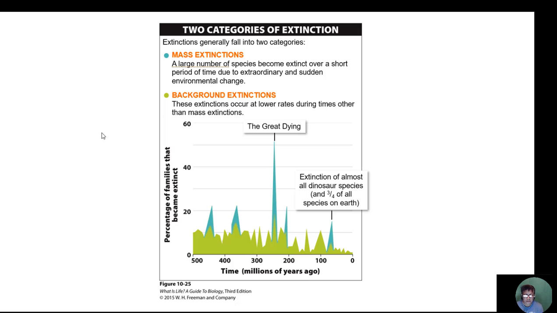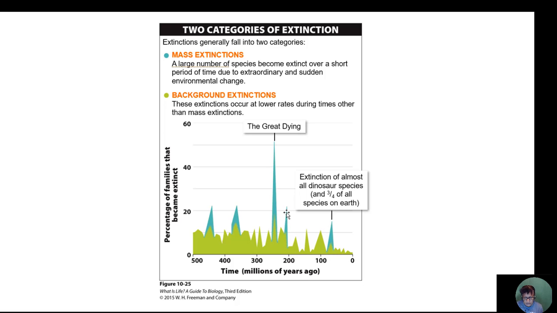But there's another type of extinction that's actually going on right now, and it's called background extinction. And so these extinctions occur at lower rates during times other than mass extinctions. So here we're looking at a time scale, percentage of families that became extinct, and the time over millions of years. And we can see that extinction of almost all the dinosaur species and 3/4 of all species on Earth occurred right about here, and we have time scale 0. This is where the dinosaurs went extinct.